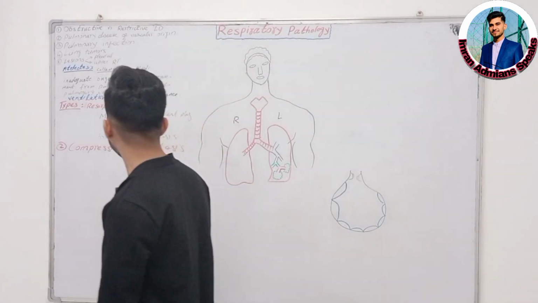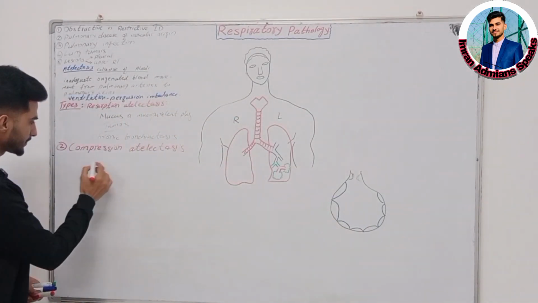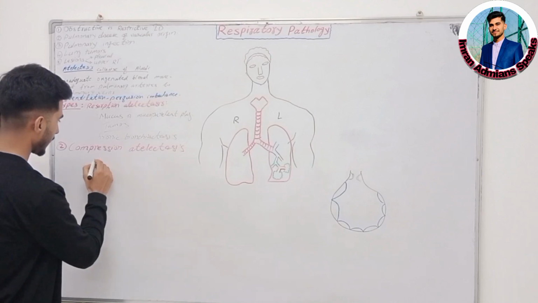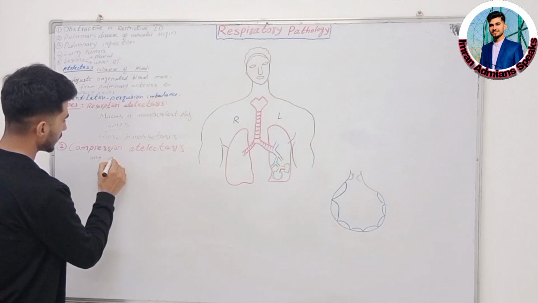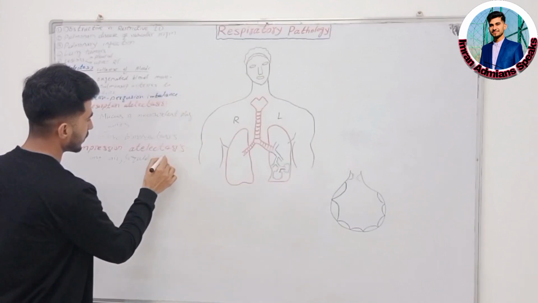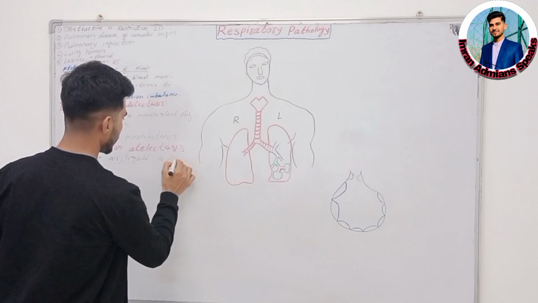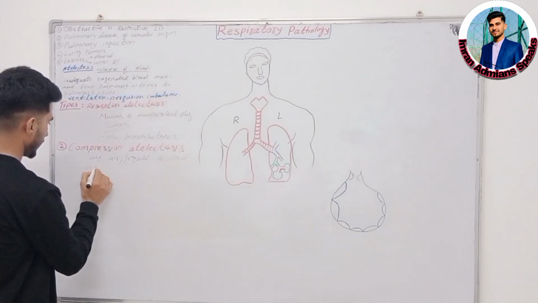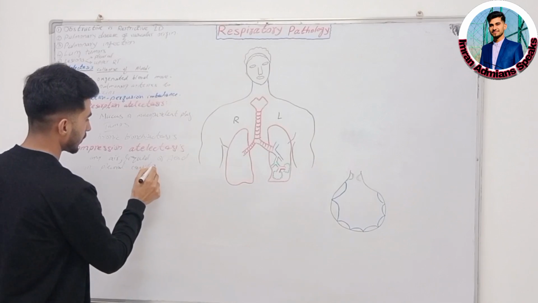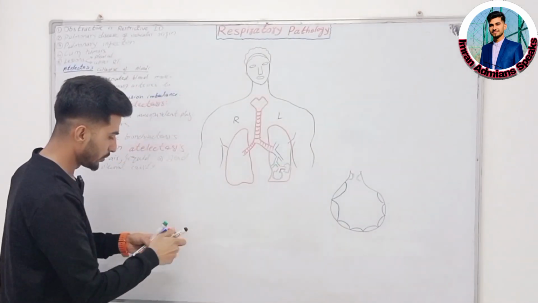Okay, pneumothorax, compression atelectasis. For example, pneumothorax: any air, liquid or blood in the pleural cavity. Here is the pleural cavity.